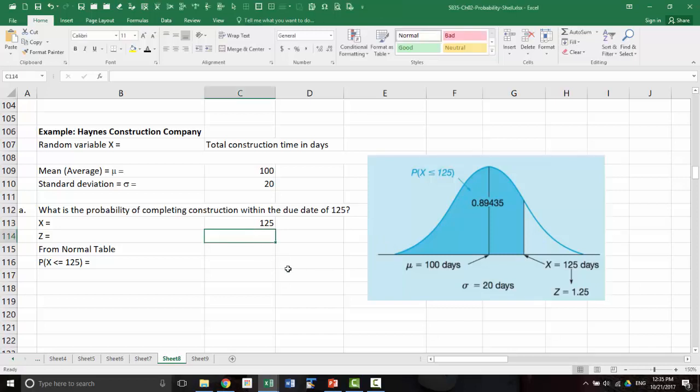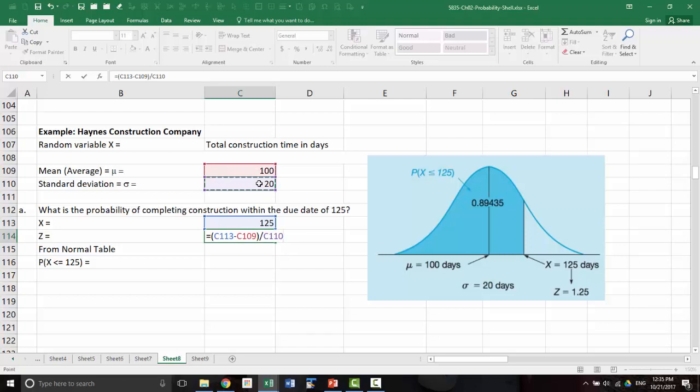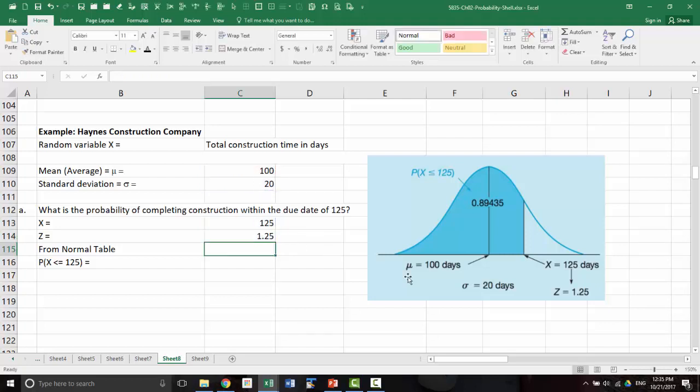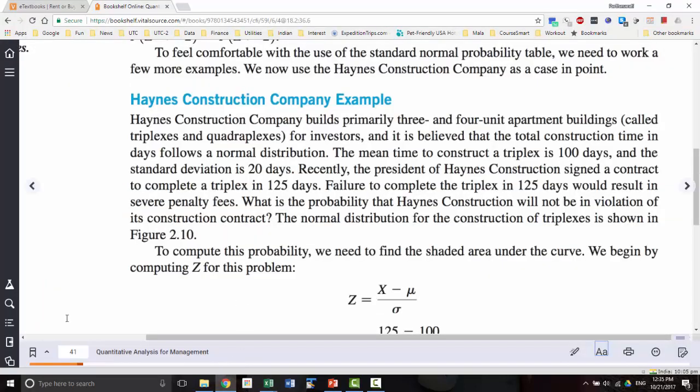So how do we compute this probability? First, we have to convert this X into a standard normal value, Z. So Z will be X minus mu divided by the standard deviation. So that's our Z, which is 1.25. So this is converted into Z. Now we can look up from the normal table what the probability will be for 1.25. So go to the normal table.